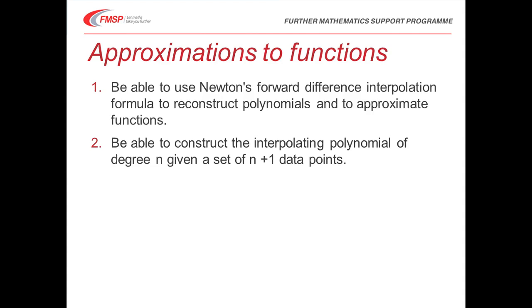So be able to construct the interpolating polynomial of a degree n given a set of n plus 1 data points. So in other words, to do a cubic you'd need 4 data points, for a quadratic you'd need 3, and so on. We talk about x, y values there. So you need to be able to use both of those. Only one of them is written in an easy to recognise form on the formula sheet. Newton's one is on the formula sheet, and so you can refer to it when you need it.